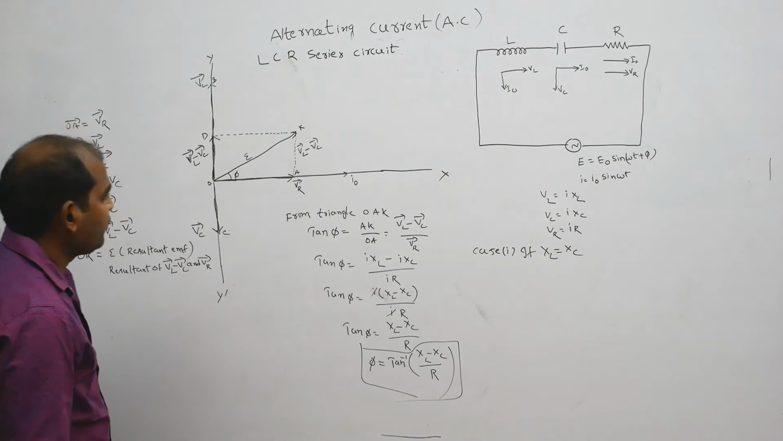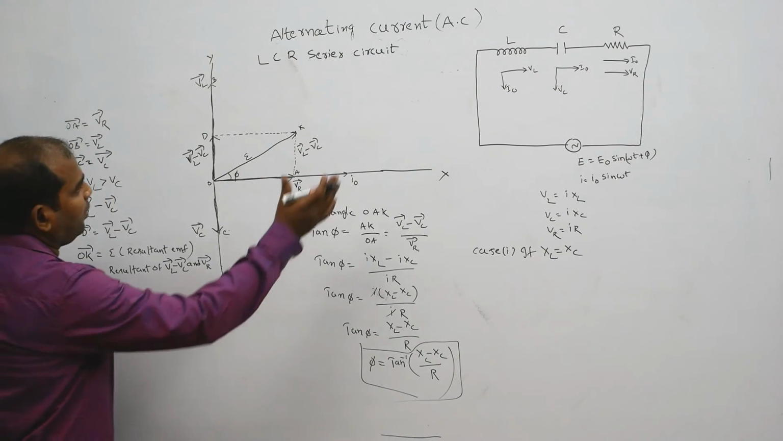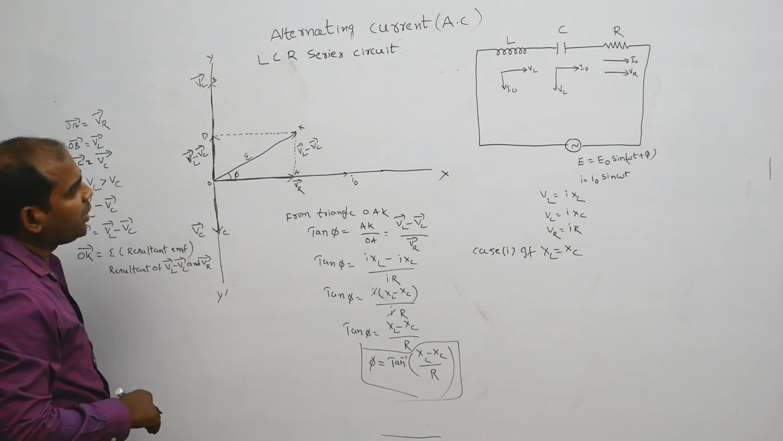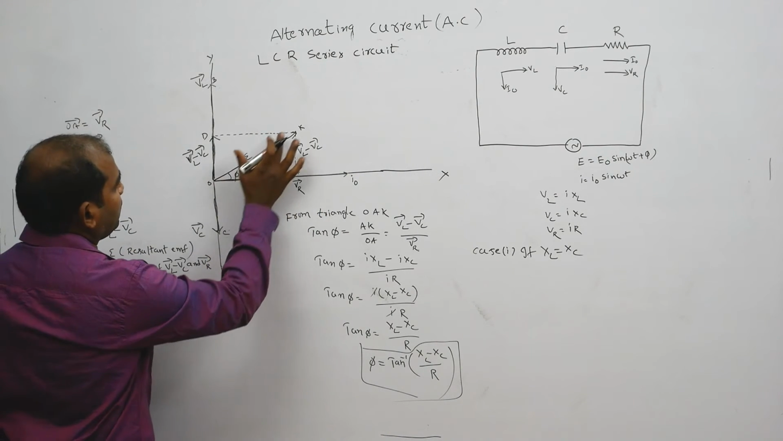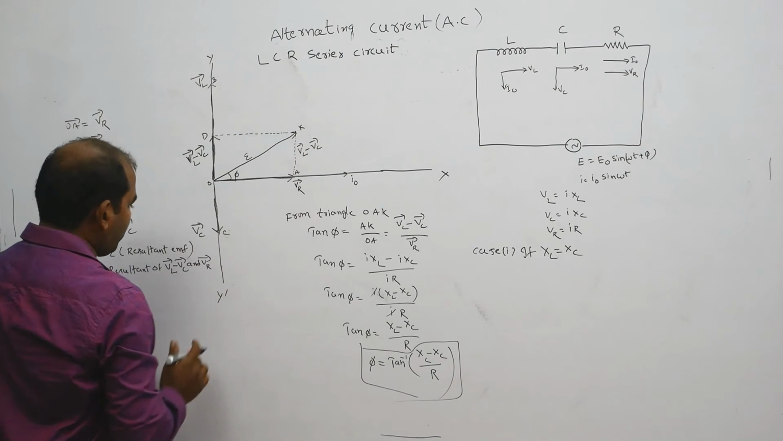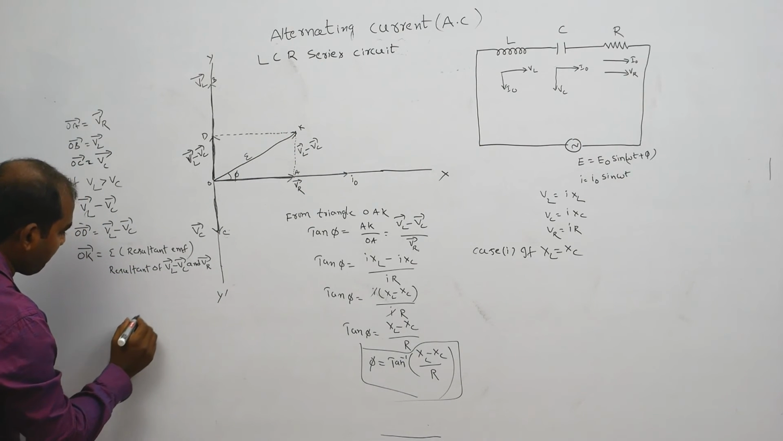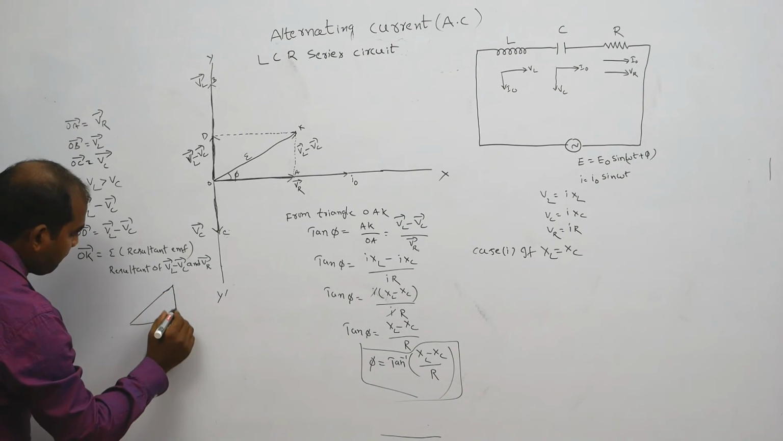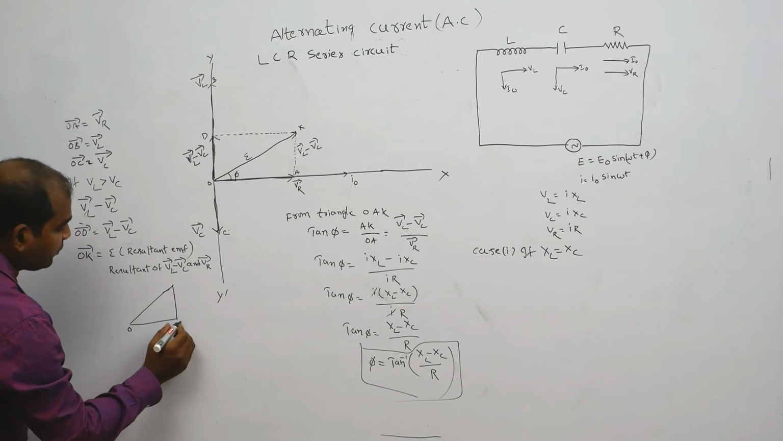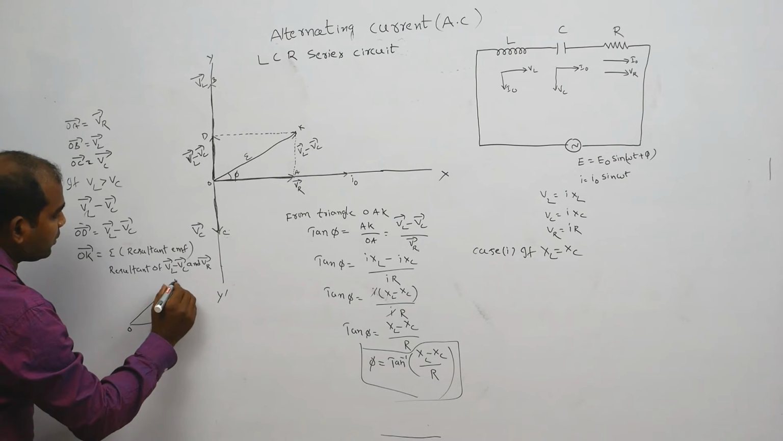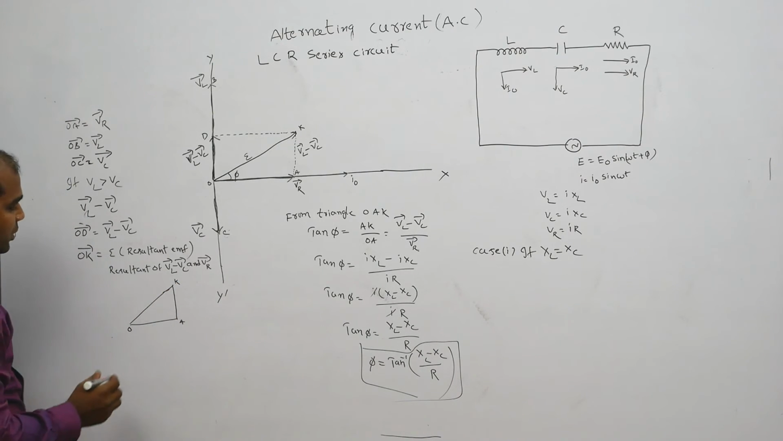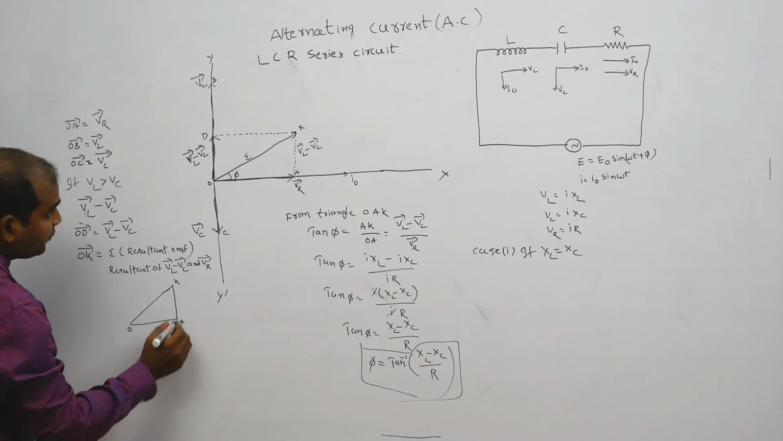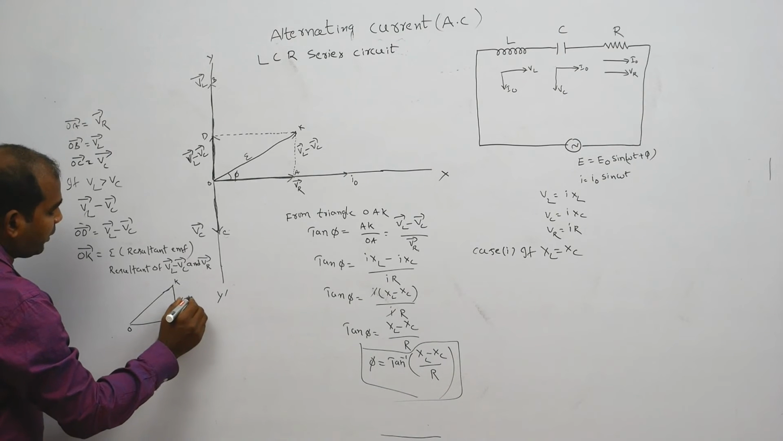Let's see that before starting. All three components, what do you see? These three components together. Let's see this triangle I am drawing here. This is O, this is A, this is K. So this is in the case of this one. This is VR. This is VL minus VC.